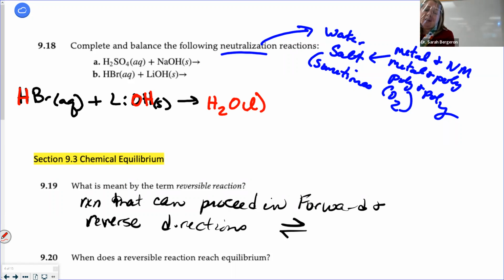Water is a liquid. And then what else do I have left to make? My salt, right? So where does my salt come from? I need a metal and a non-metal, or a metal and a polyatomic, or 2 polyatomics. So here lithium is a metal, right? And bromine is a non-metal. So I could have lithium bromide. Ooh, I don't think I put state of matter. What was the state of matter here, and on the previous one, the salt in the previous one? Aqueous.